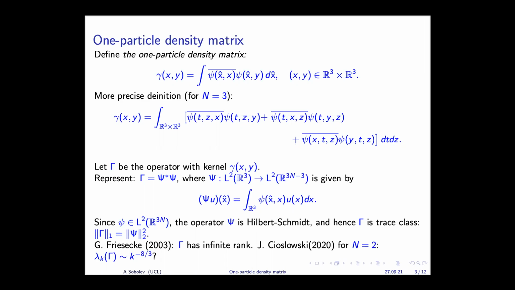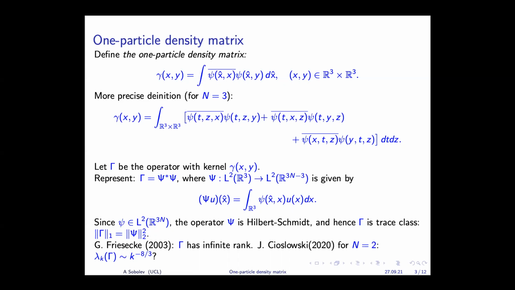Then in 2020, a chemist from Poland, I'm not sure I'm pronouncing his name right, Cioslowski, I think this is the correct pronunciation, obtained the following formula for the two-particle case. It was a heuristic argument that indicated that the eigenvalues should decay like k to the minus 8/3.